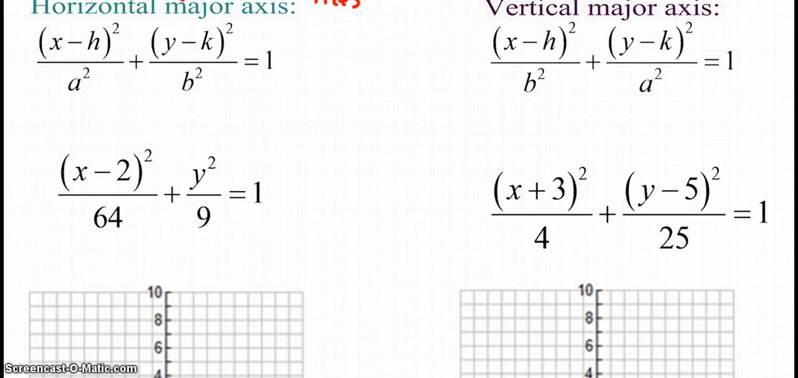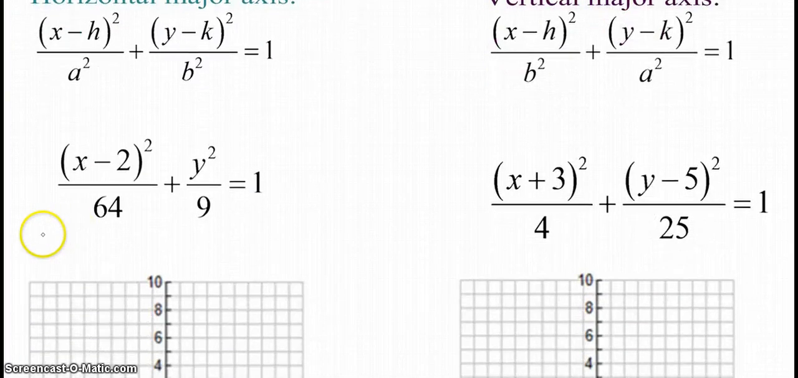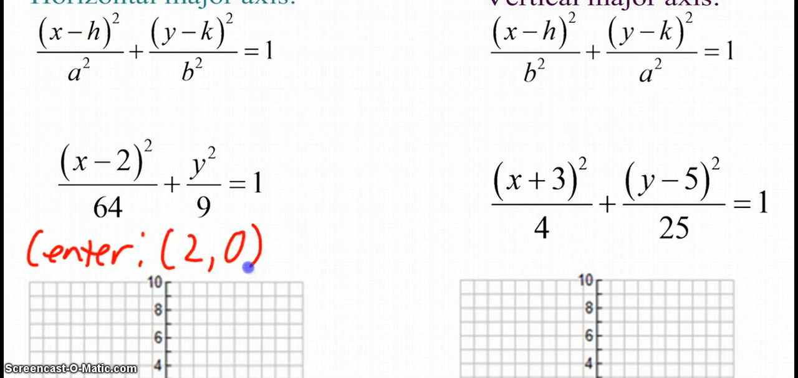So we know the center is the point (2, 0), because this is x minus h, and y minus k squared, but there's nothing there, so that's a 0. Since this number is larger, 64 is larger than 9, I know that a squared equals 64 and b squared equals 9. So therefore I know a is going to be 8, b is going to be 3.